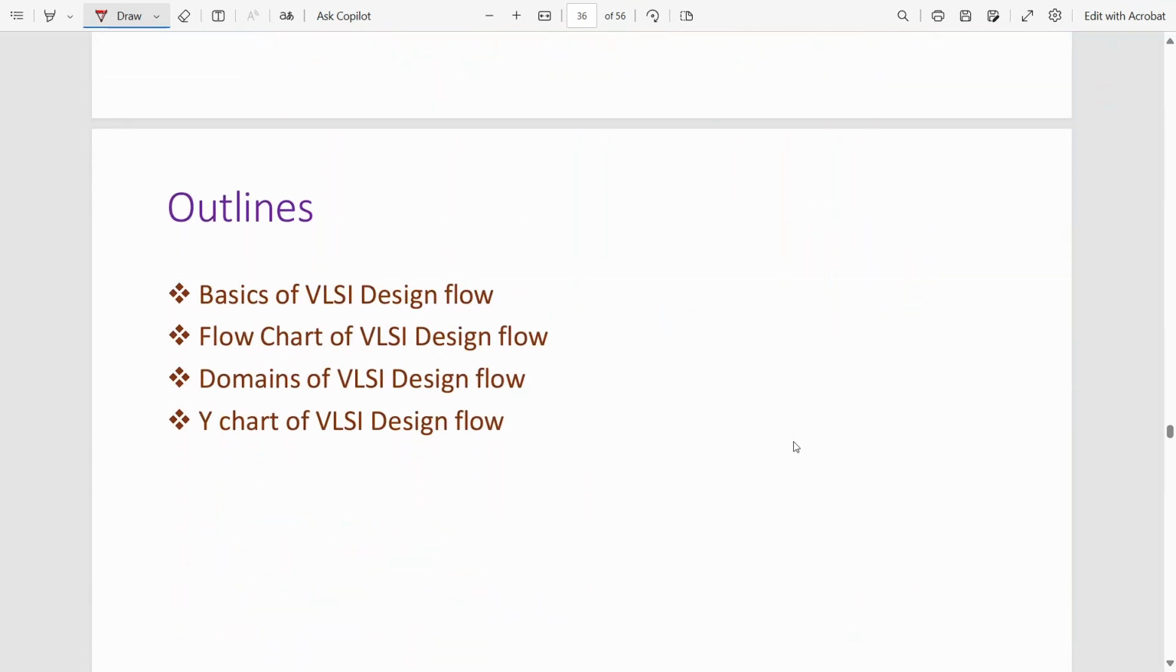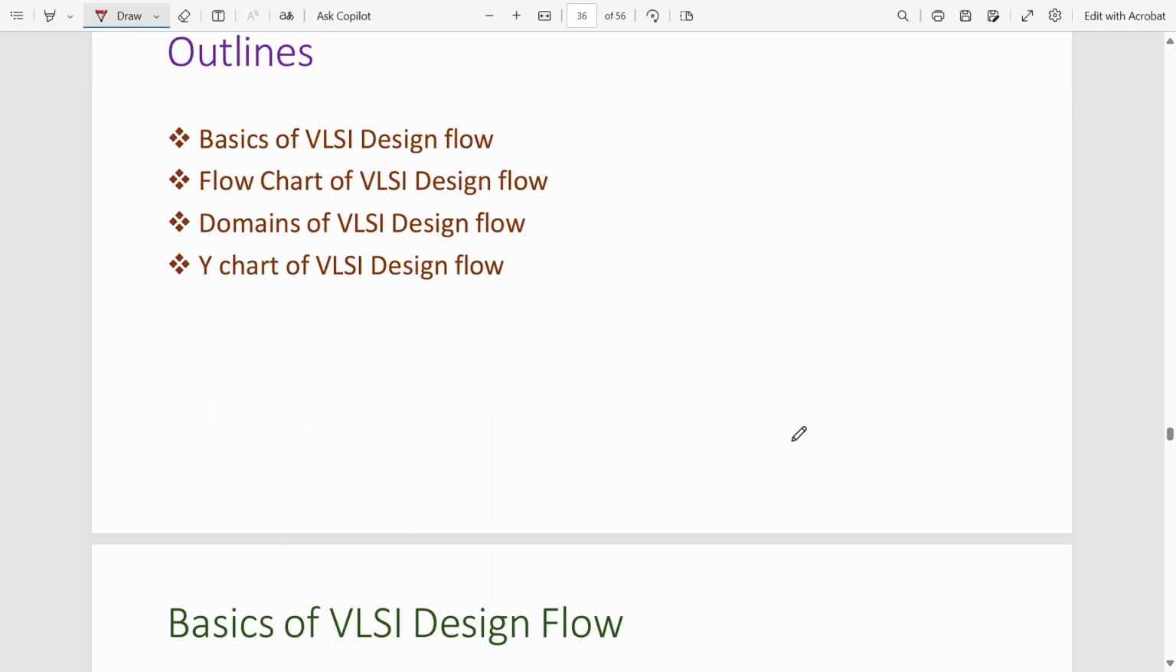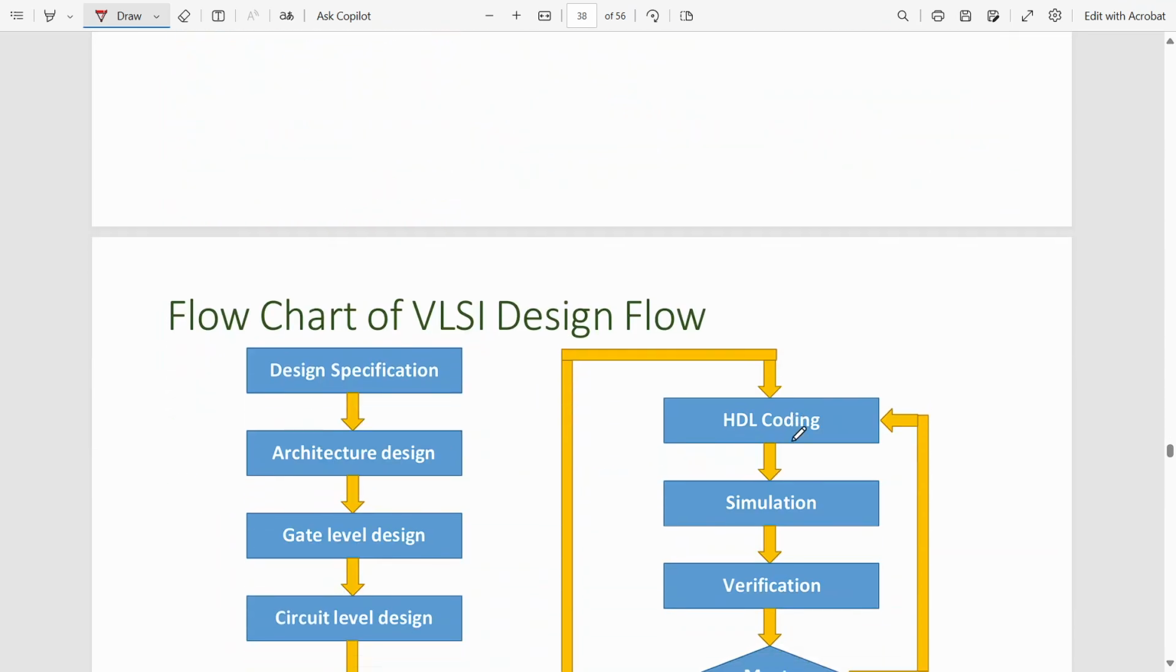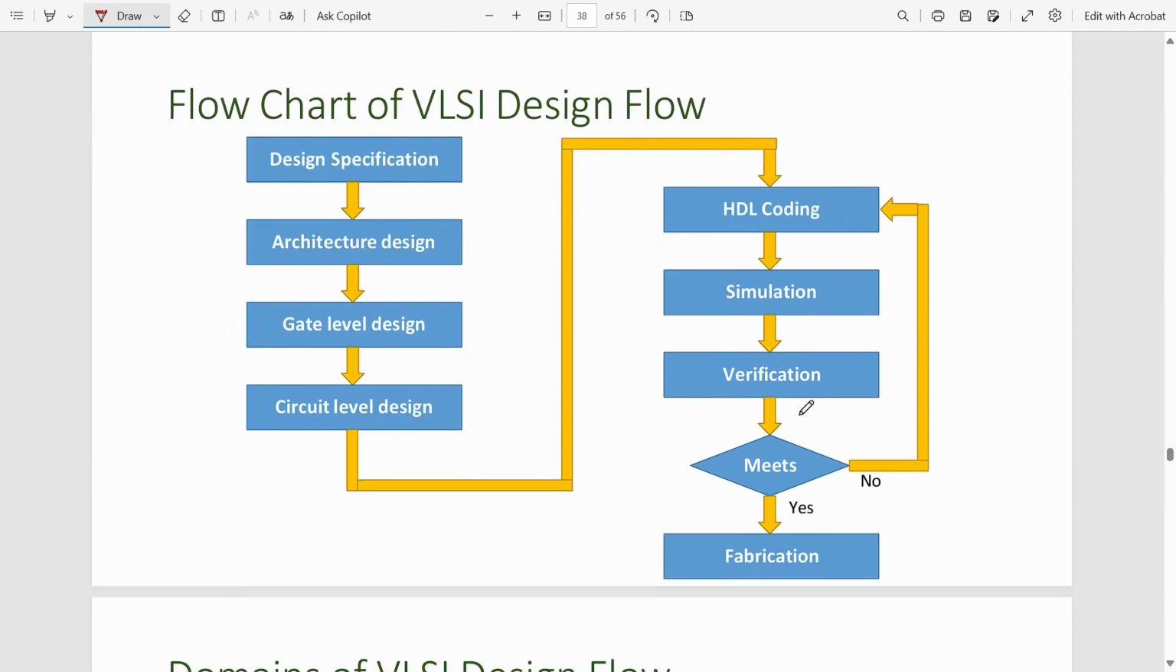So you know the VLSI design flow. Basically, in the VLSI design flow, first it will start from the specification, and at the end you should get whatever the requirement is. Design specification means what the inputs and outputs are and what the functionality of the circuit is.